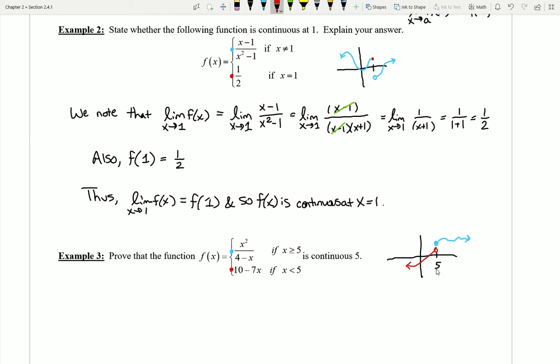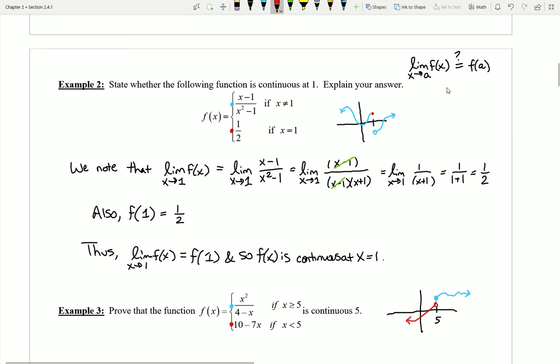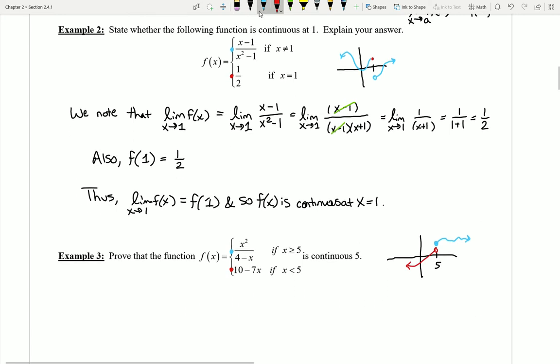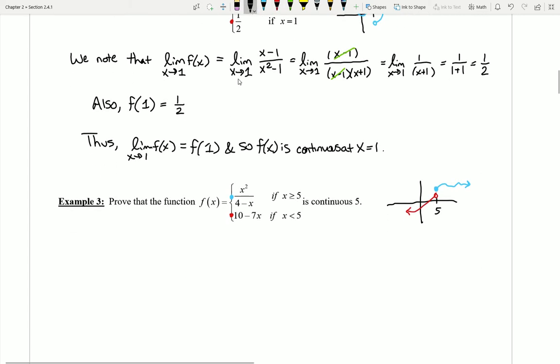If this function is going to be continuous, it'll actually need to be the case that this red open hole here will actually perfectly form around this blue dot, and that would allow the graph to stay connected. But in order to figure this out, to see if that happens, we're going to go ahead and calculate these two things just like we did in the last question. Okay, so let's go ahead and start by starting to think about the limit.